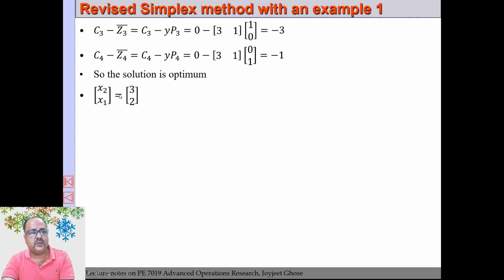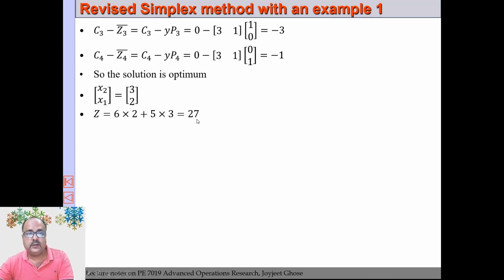And in this solution we have x2 equal to 3 and x1 equal to 2. So this is my solution of the problem, and the optimum value will be 6 into 2 plus 5 into 3, which is 27. So this is the solution.